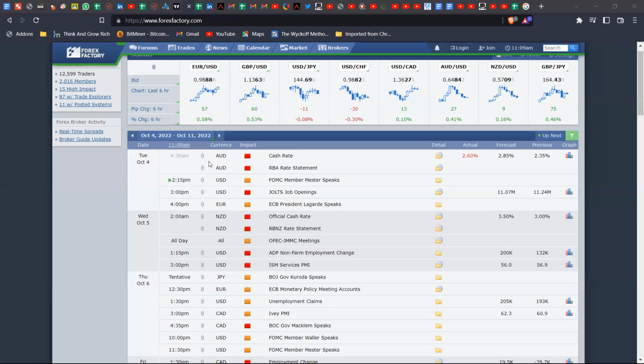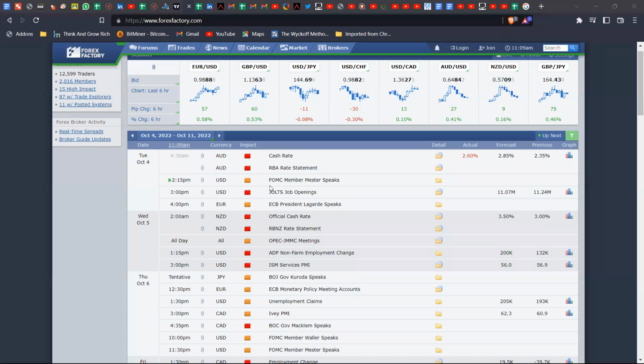We had the Australian cash rate decision come out at 2.6 as opposed to the 2.85 that was forecasted. Even though 2.6 is actually an increase from the previous, it is worse than expected. So I don't expect it to be that terrible. I could see some retracement on all this because of this, but I don't think it's anything that cannot be corrected. So keep that in mind.